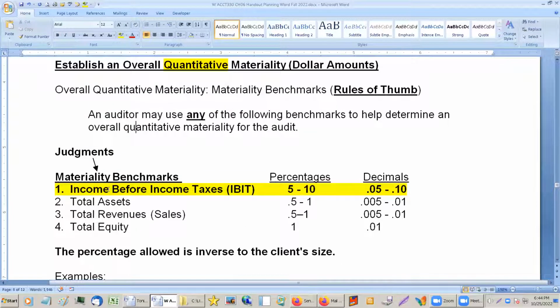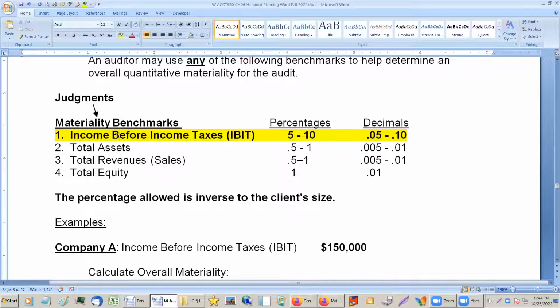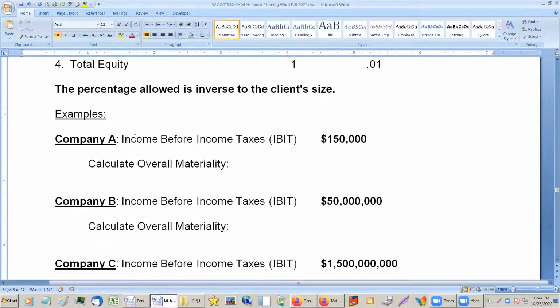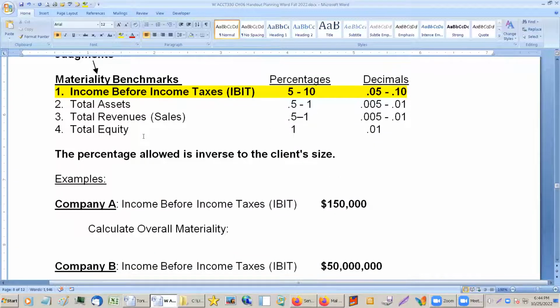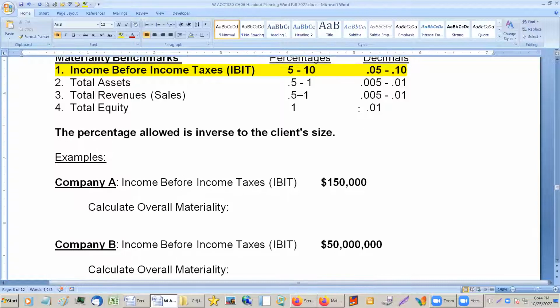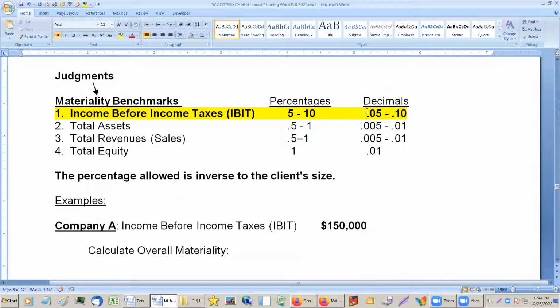So, as one of the benchmarks, we could use any one of these, but we're going to use income before taxes. We're going to come down here to these 3 companies and see how much their materiality is going to be. Now, you'll notice something. Income before income taxes, the 5 to 10%. That's a pretty big range, actually. 10% is twice as much as 5%. So the question is, which one do you use, or do you use something in between? And here's how this kind of works out.